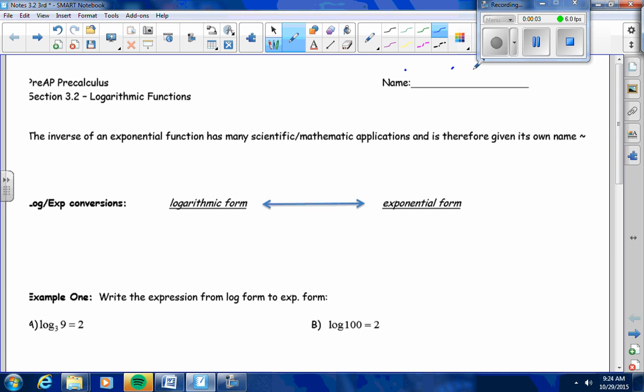Today we're looking at section 3.2, which is logarithmic functions. The inverse of an exponential function has many scientific and mathematical applications and is therefore given its own name, and that is a logarithm.